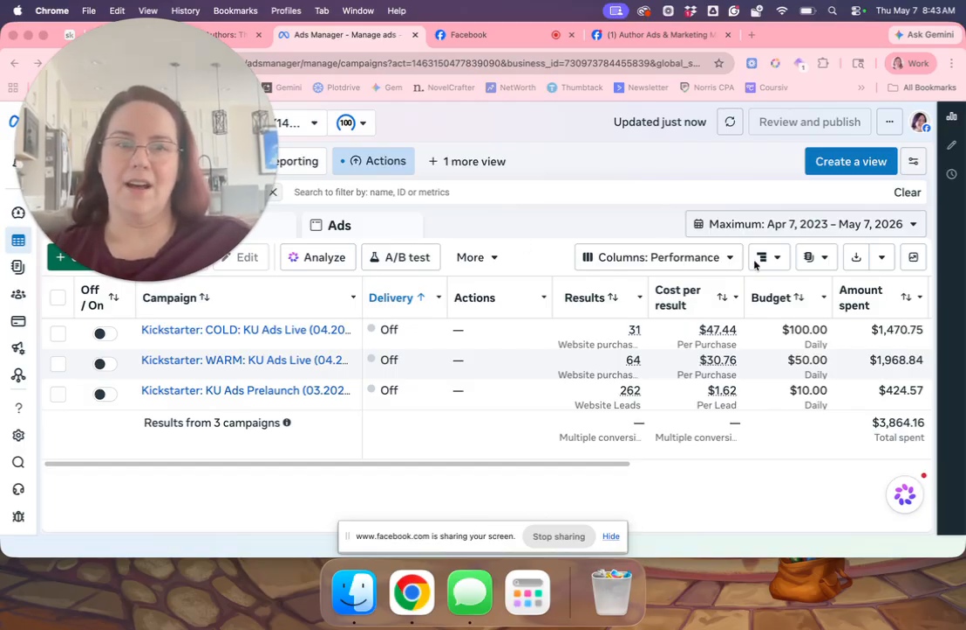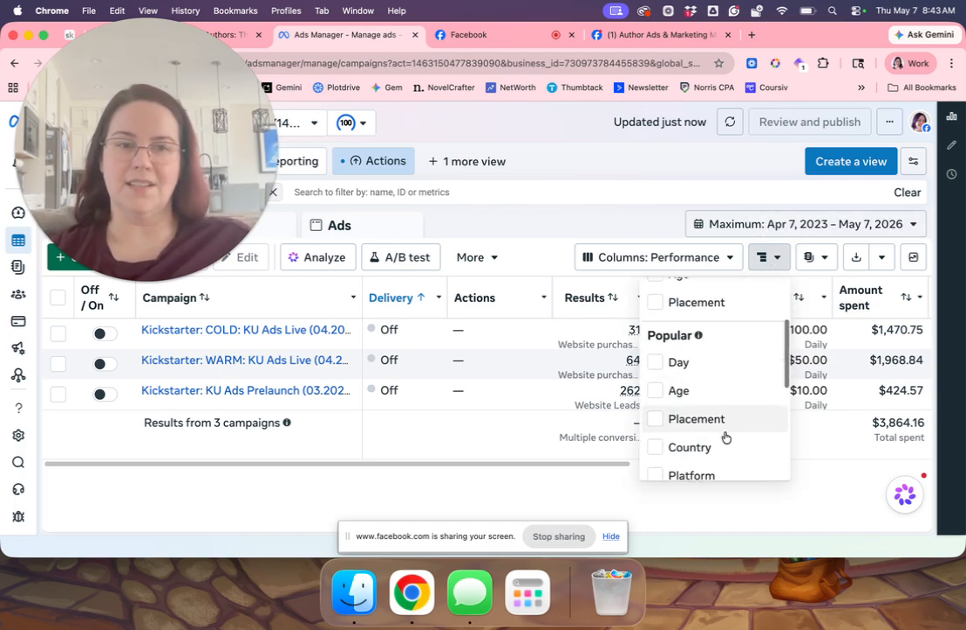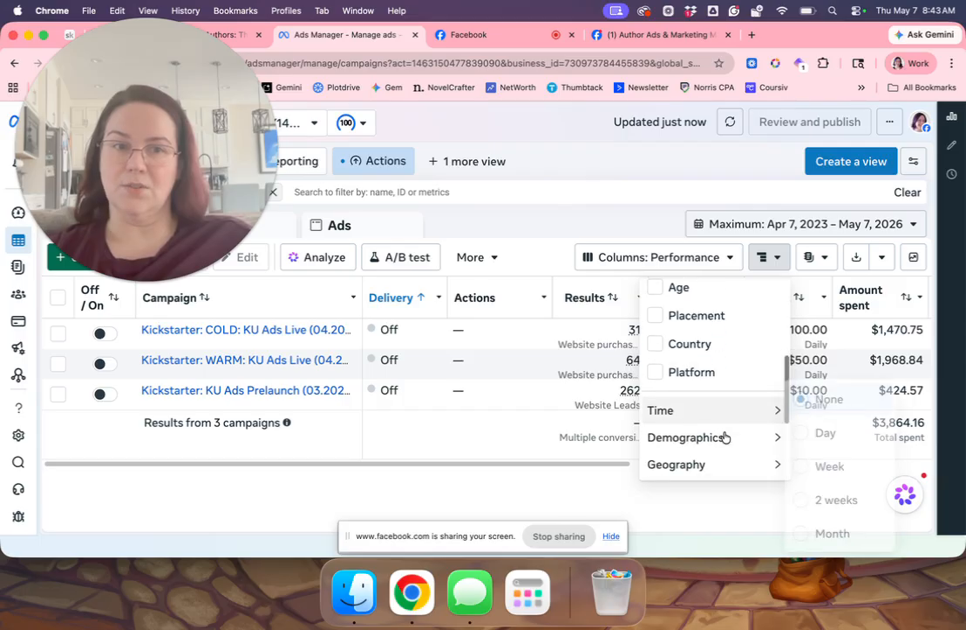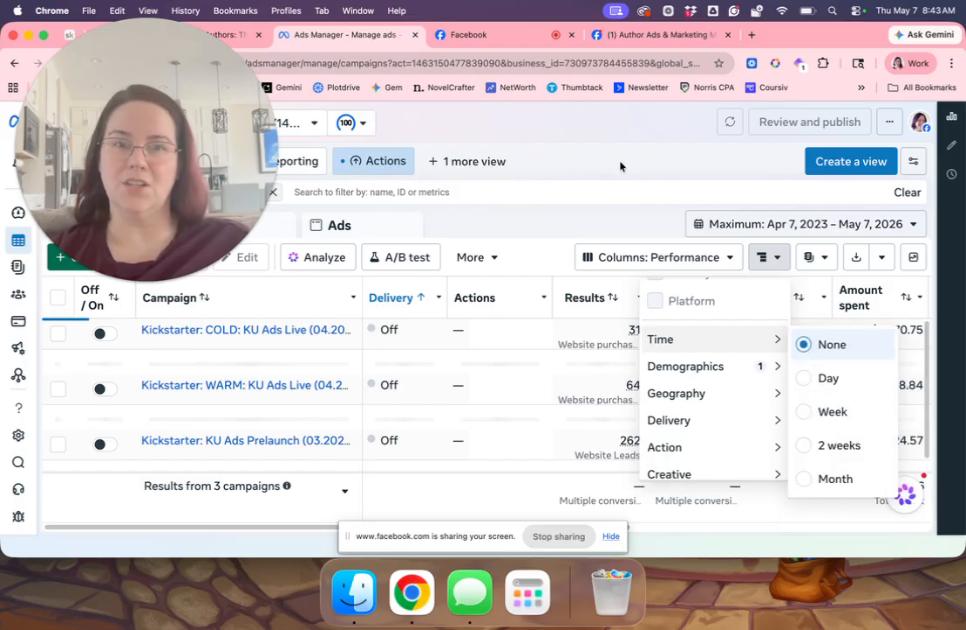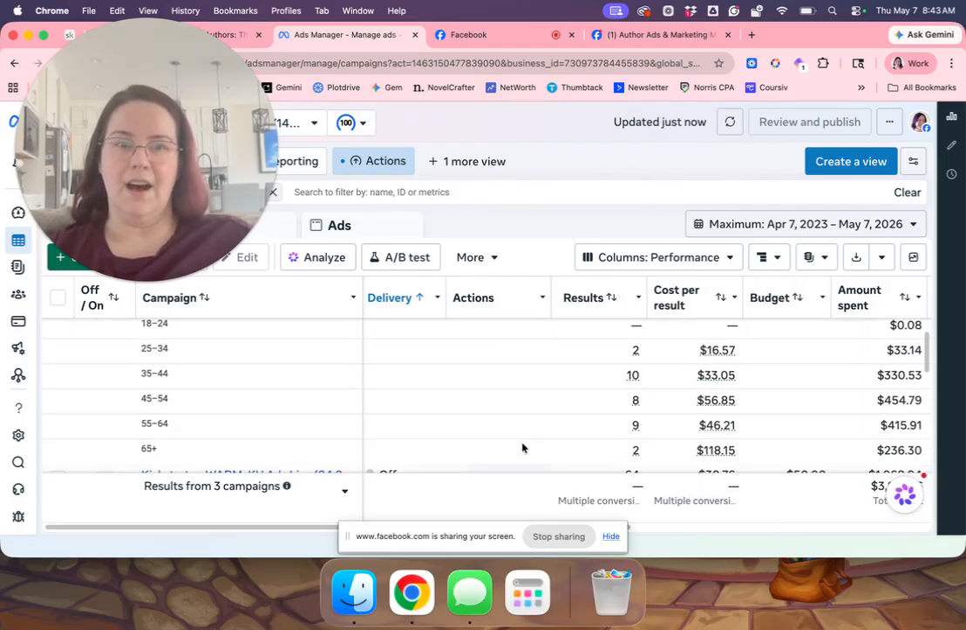So how did I do that? Here you have columns, and if you click on the one that looks like a bar graph, you can break down and see who's engaging and doing the action you want. So we can look at age, for instance. And I know that my fellow millennials and then Gen X are my biggest, best supporters.